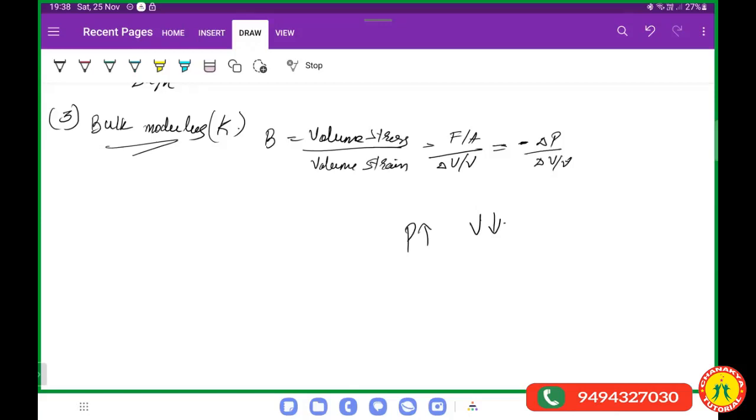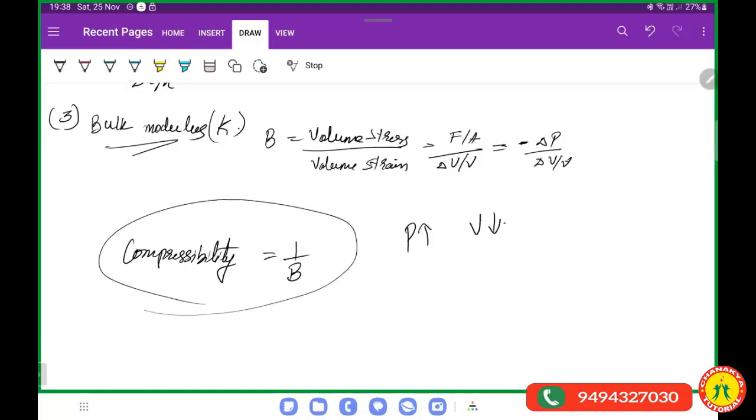Next is simple, nothing here, just compressibility. Compressibility is 1 by K, let's take it P. Compressibility is the reciprocal of bulk modulus.